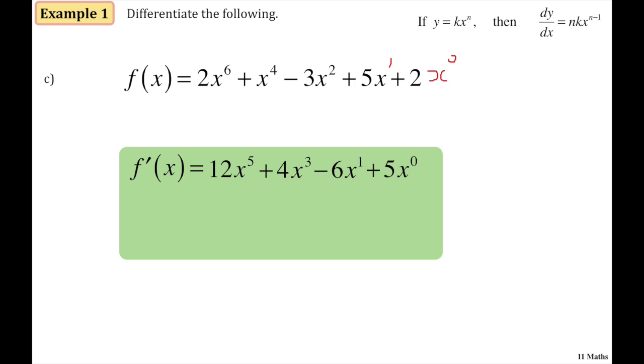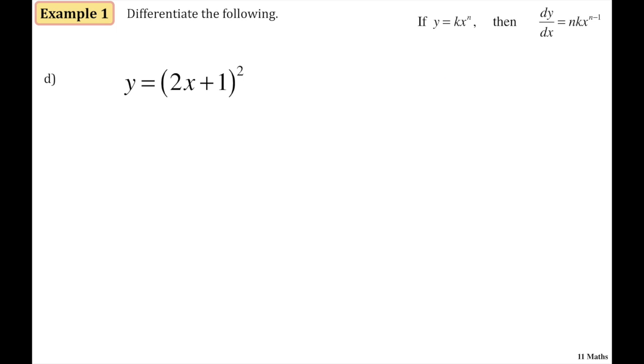Let's just tidy this up a little bit because really we don't want to write the question as 6x to the power of 1. I'm going to write that just as 6x. And 5x to the power of 0? Well, we know x to the power of 0 is 1. So 5 times 1 is just 5. So we tidy that up. Let's go on to part D.